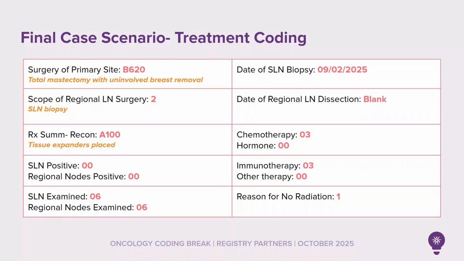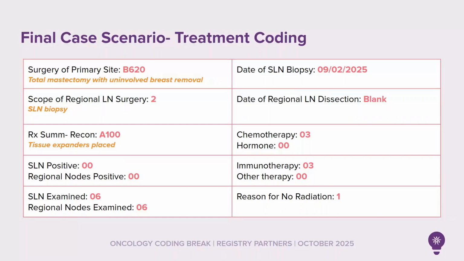The sentinel lymph nodes positive and regional nodes positive are 0, and the sentinel lymph nodes examined and regional nodes examined are both 06. 6 sentinel lymph nodes were negative on the path report. The date of sentinel lymph node biopsy is 9/2/2025, and the date of regional lymph node dissection is blank.